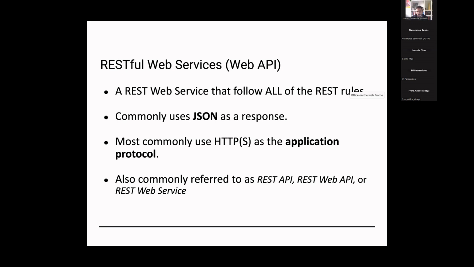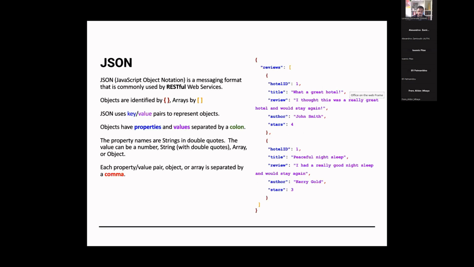Okay. A RESTful web service commonly uses JSON as a response. Commonly, it uses HTTPS as the application protocol, and they are commonly referred to as REST API, REST Web API, or REST Web Service. This is a JSON example. It's something that today is really common to see. It's called JavaScript Object Notation. To make an analogy with Python, it is like a dictionary.